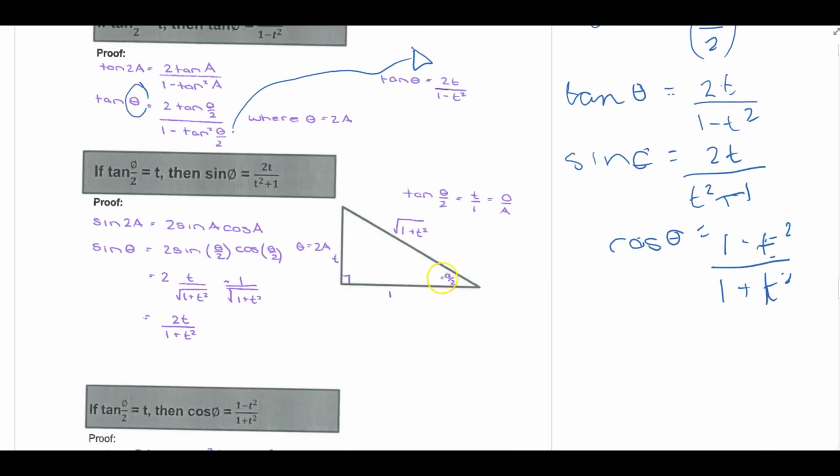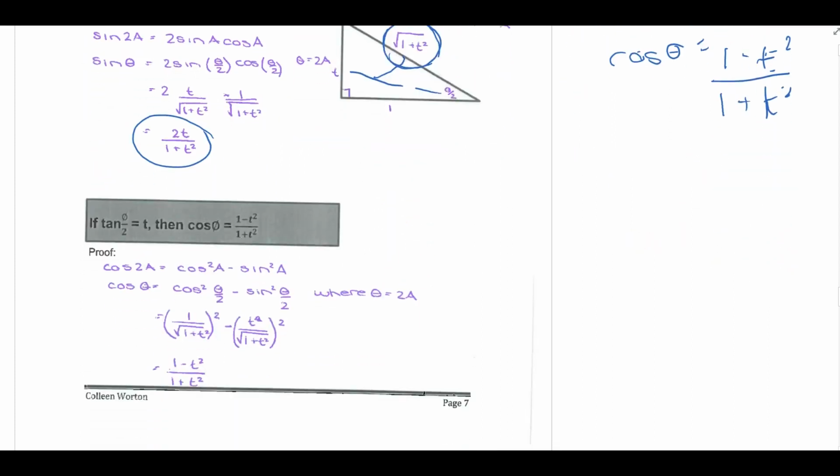With sine, if I use tan theta on 2 is t on 1, then I get the hypotenuse over here. But I want sine theta, which is, again using the double angle, 2 sine a cos a, which is 2 sine theta on 2, cos theta on 2. Well, I know that sine theta on 2 is t on the square root of 1 plus t squared, and I know that cos is 1 on the root of the hypotenuse, and if I put them all together, I get the proof.